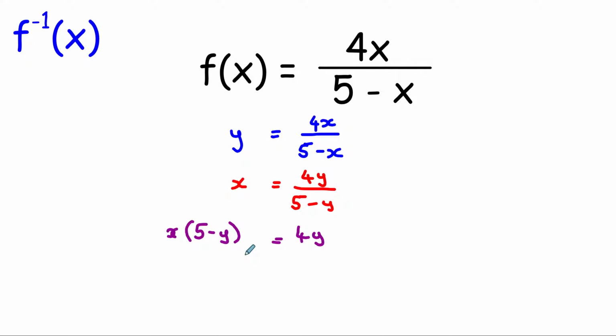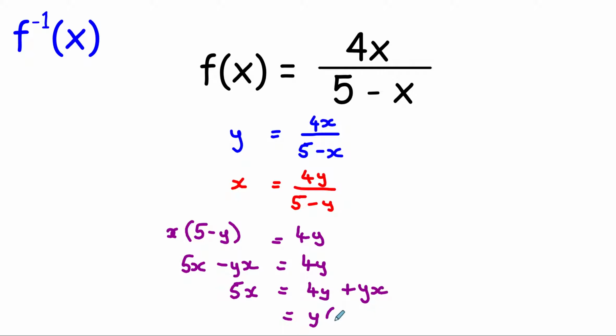Okay, so as you can tell, we're going to have y's on both sides. You're going to expand this out, so we have 5x and minus yx, and that equals 4y. Our intention is to make y the subject, so what you're going to do is keep your y's to one side. I'm going to bring this y back over, so it's a positive yx, and leave my 5x there. What I will then do is factorize out my y, so I can isolate it. I have y times 4 plus x, and that equals 5x.